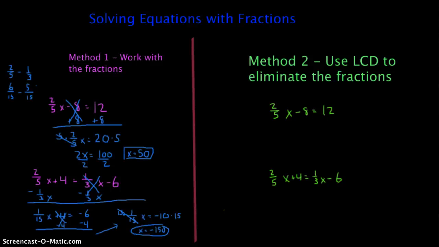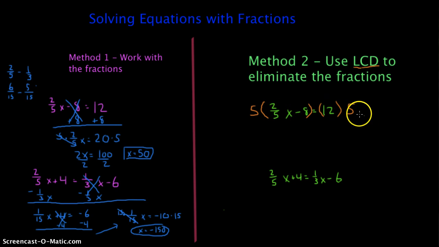So if this method works for you, great, but there's a couple things we have to be very careful about. So I have the same equation, 2/5 x minus 8. What I'm going to do is use the idea of a least common denominator to wipe out the fractions. Well, the way that I do that, I see that I have a 5 on the bottom here, and that's the only fraction that I have. So I'm going to take everything here and multiply by 5.